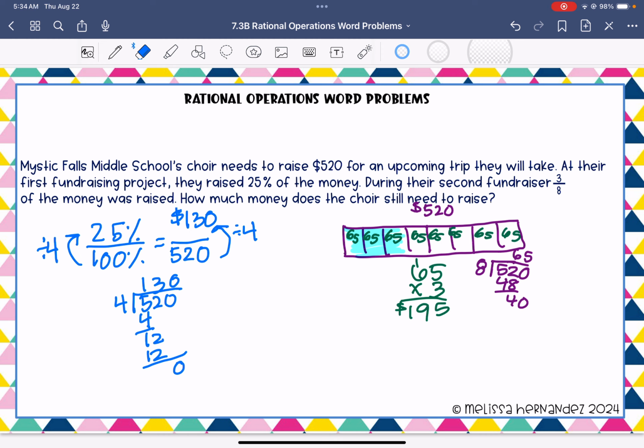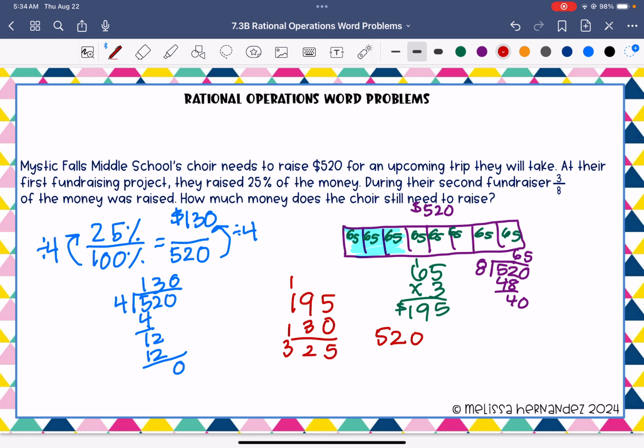So we'll add and figure out what they got so far, which is 195 plus 130. So you have $325. How far is that from 520? That was the original amount that they had to raise. So the answer is 195.